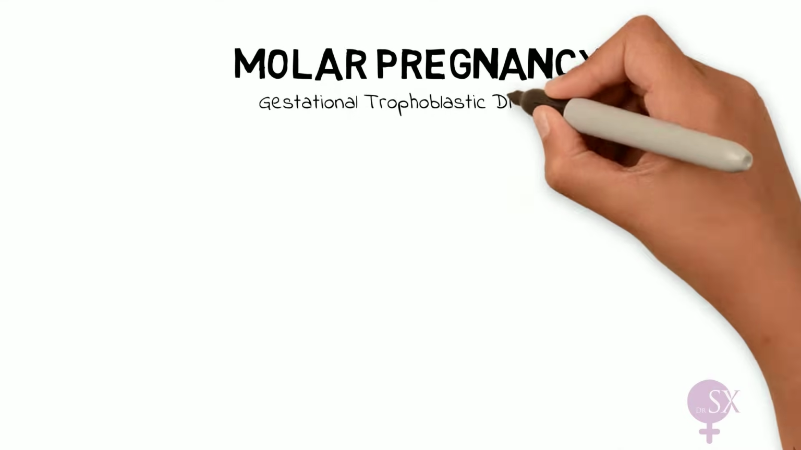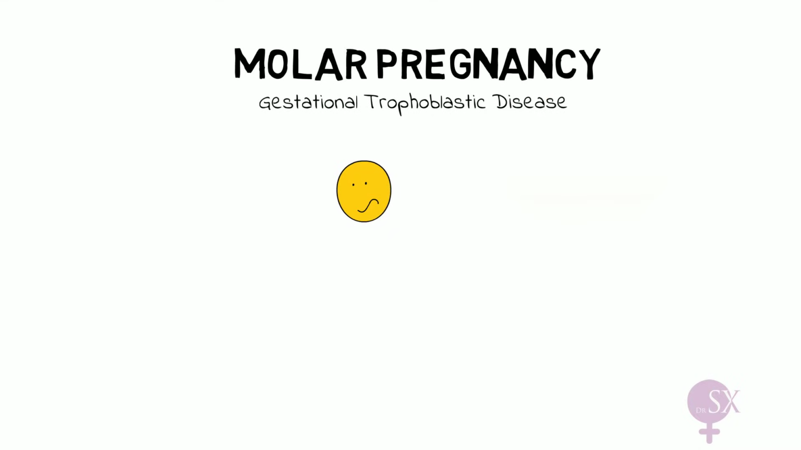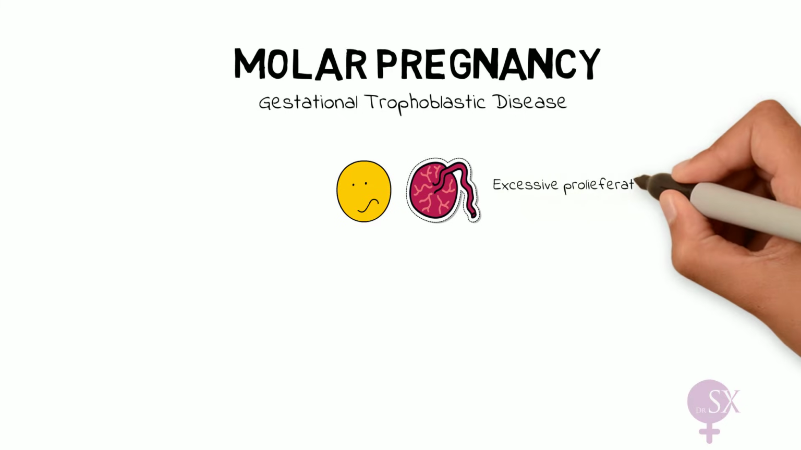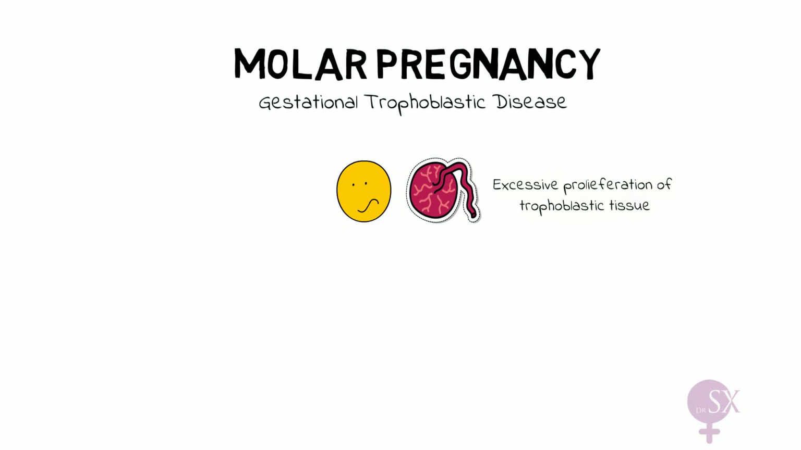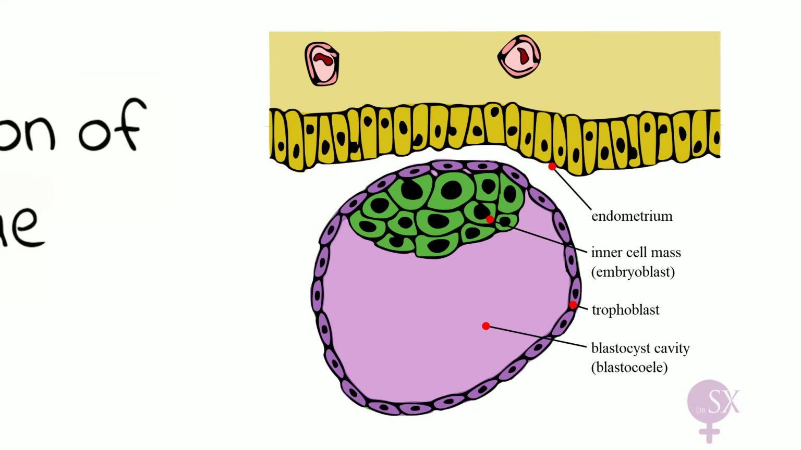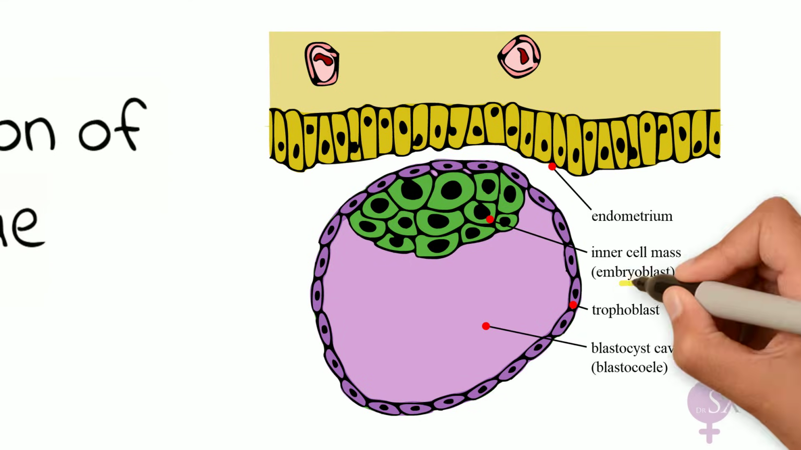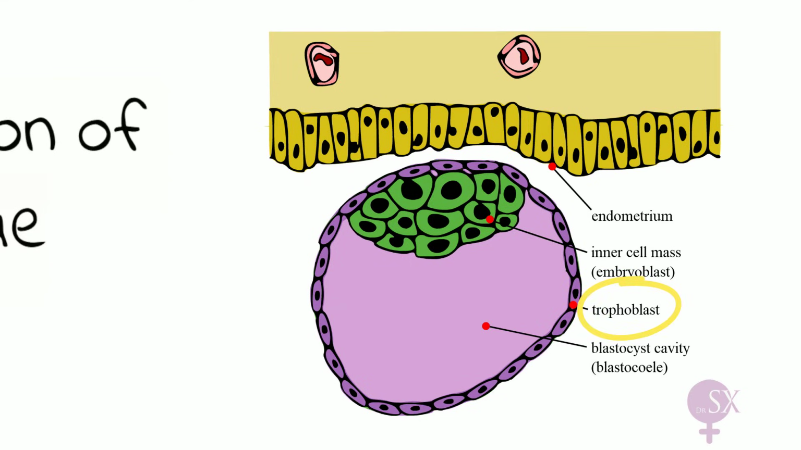Okay, so molar pregnancy is sometimes referred to as gestational trophoblastic disease. And this is basically a problem with the placenta, where there is excessive proliferation of trophoblastic tissue. A quick recap now to embryology on trophoblasts. So these are the cells that form the outer layer of the blastocyst, which is formed day 4 post-fertilization. They provide nutrients to the embryo and will form the major part of the placenta.